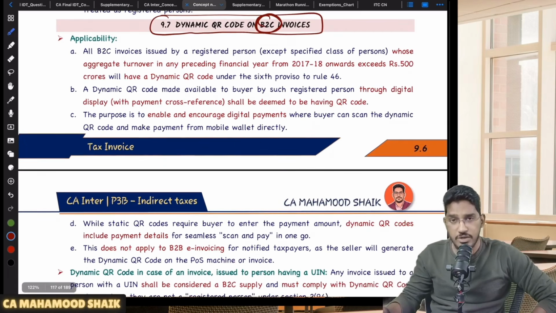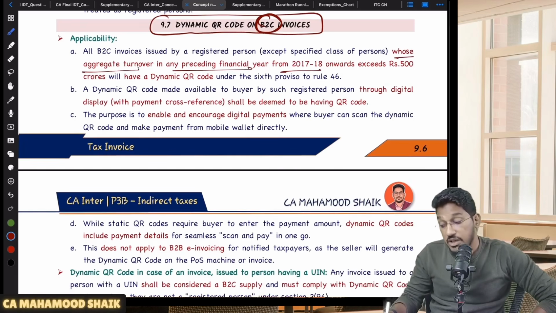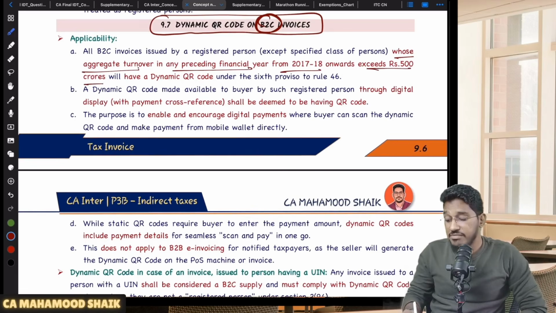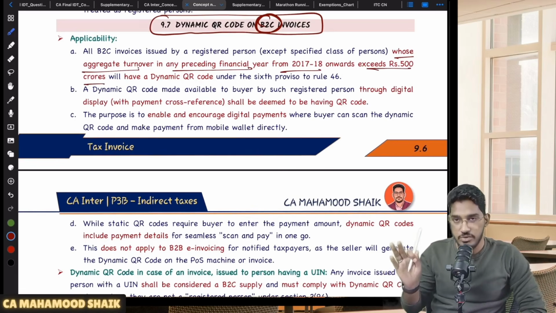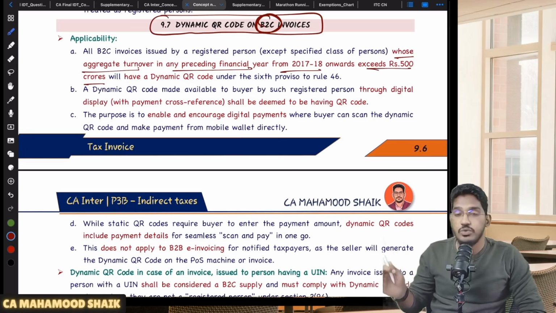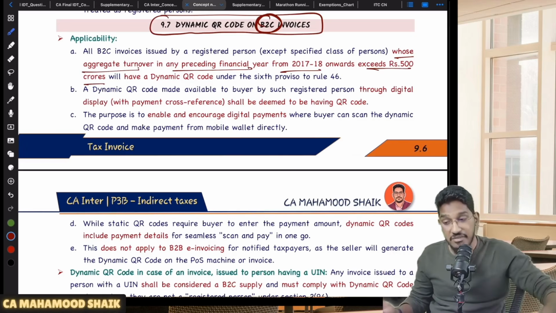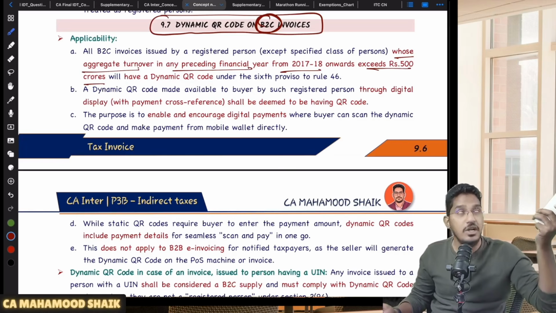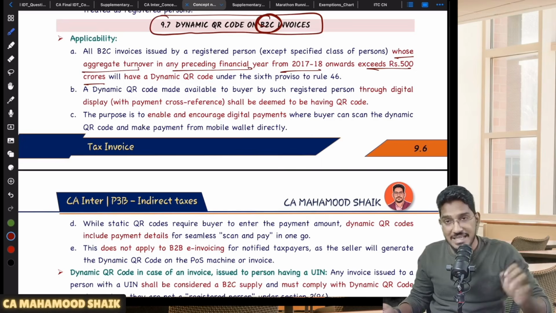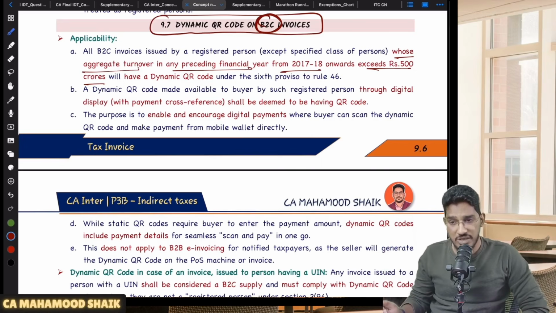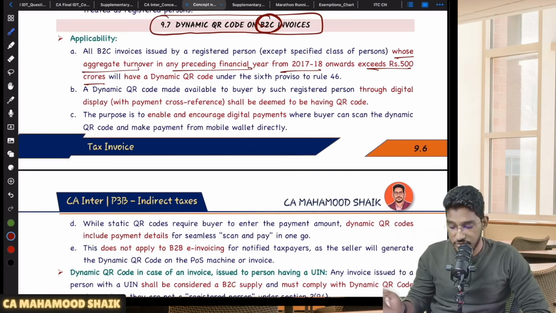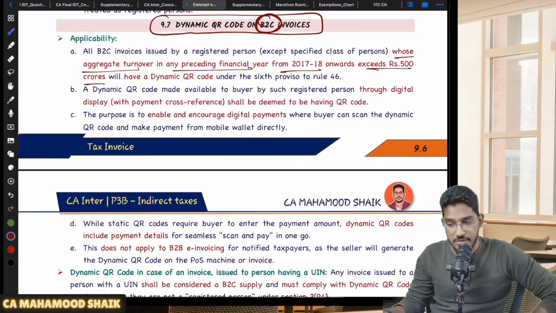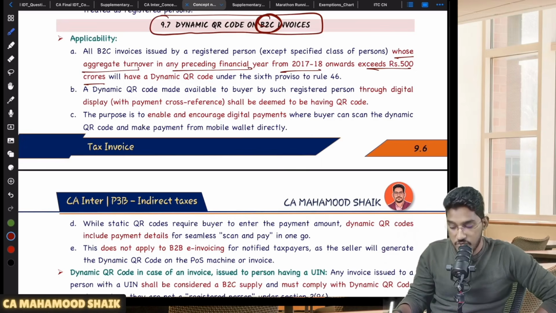Sir, which suppliers are required to generate the dynamic QR code? Those suppliers whose aggregate turnover in any preceding financial year from 2017-18 onwards exceeds 500 crores. For e-invoicing, it is 5 crores. But for dynamic QR code, only those suppliers whose aggregate turnover has exceeded 500 crores in any preceding financial year starting from 2017-18 are required to generate the dynamic QR code. And once again, this dynamic QR code is only for B2C supplies, not for B2B supplies.